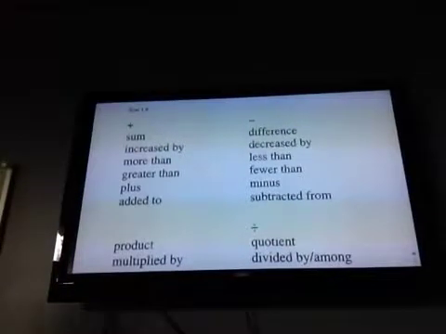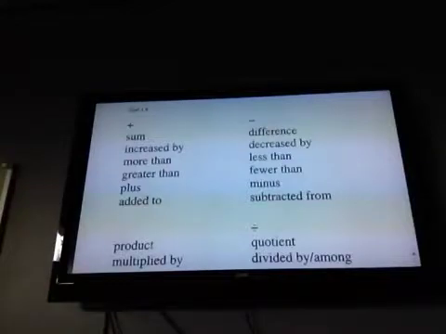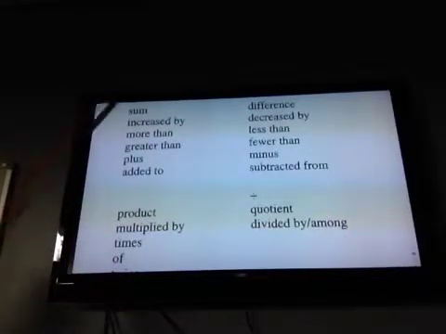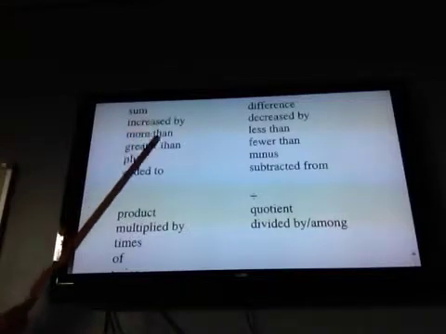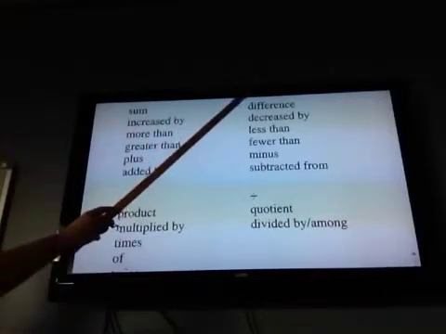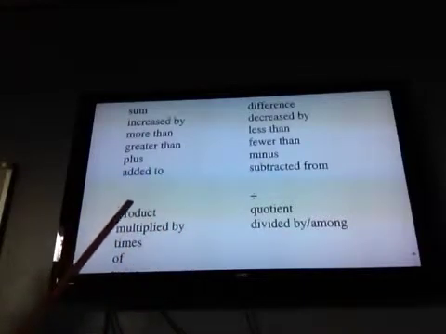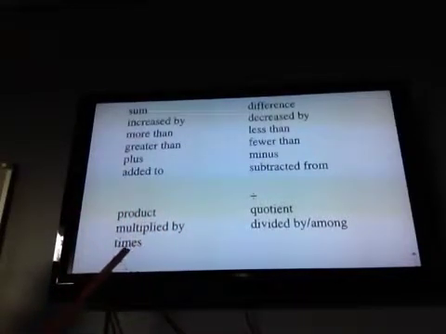All right, in Goal 1-6, we are changing word phrases into mathematical expressions. I start by giving you a list of words or word phrases that represent our different operations. So addition has sum, increased by, more than, greater than, etc. Subtraction, difference, decreased by, less than, etc. Multiplication has product, multiplied by, times, of, and twice.